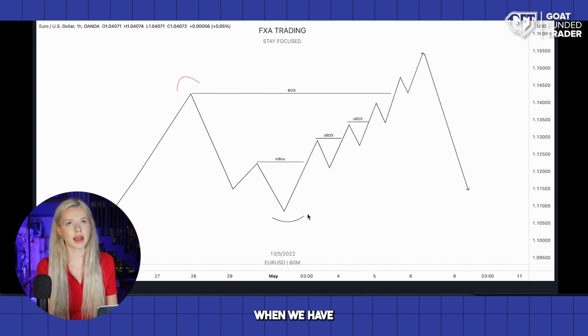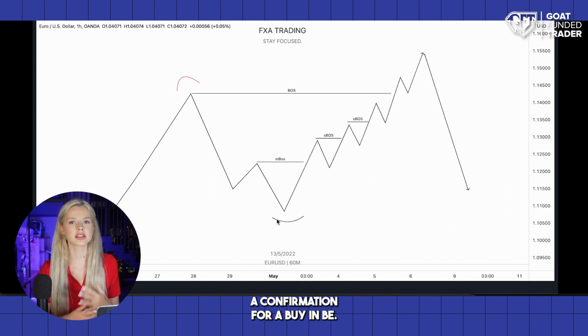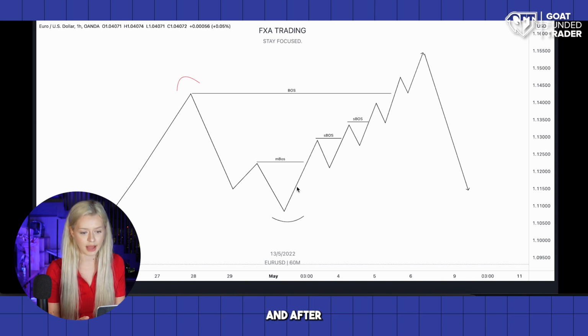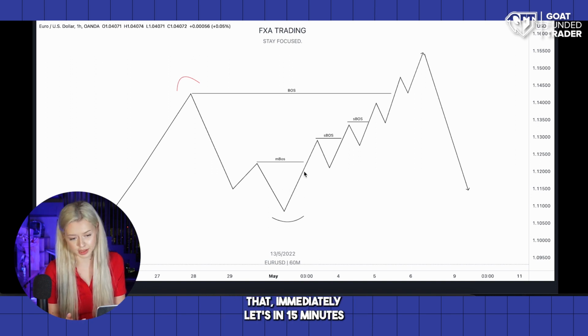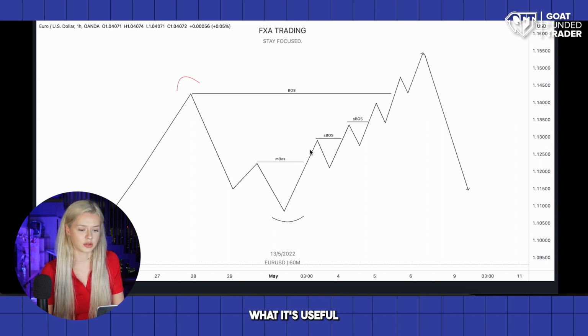For example, when we have a change of character and we see also sub break of structure as well, some people consider this a confirmation for a buy. In this example, let's say that we had a change of character over here, and after that immediately, let's say on 15 minutes, a sub break of structure. Then some people search for a buy. So this is what it's useful for.